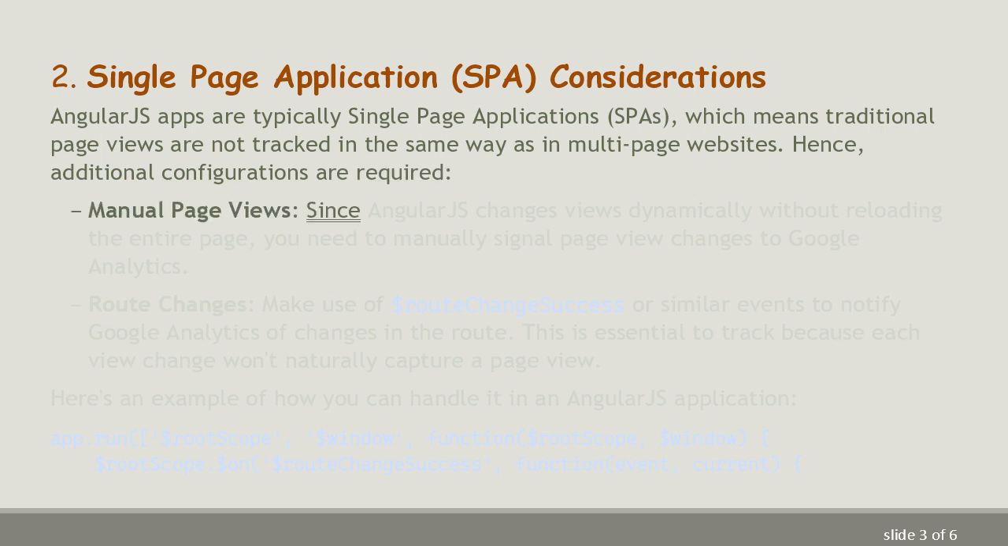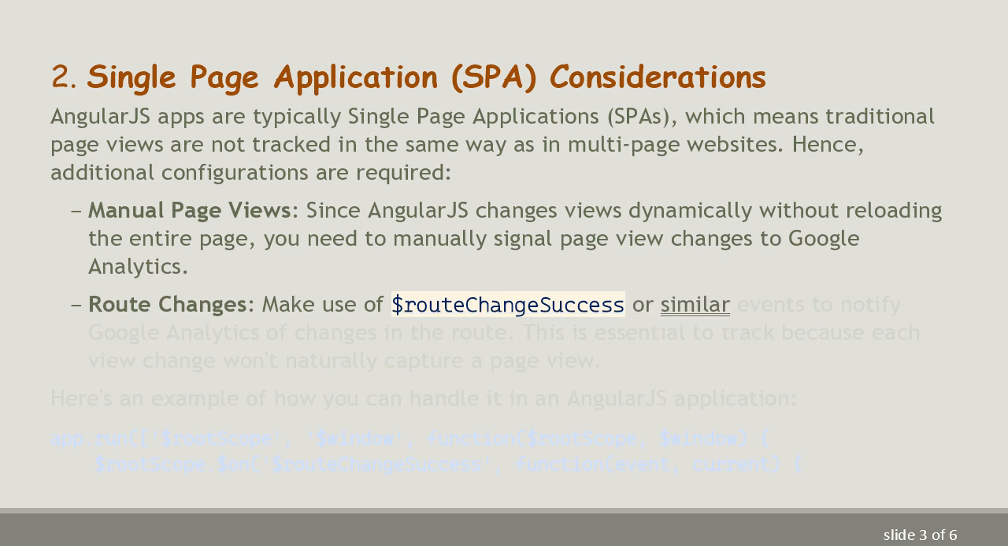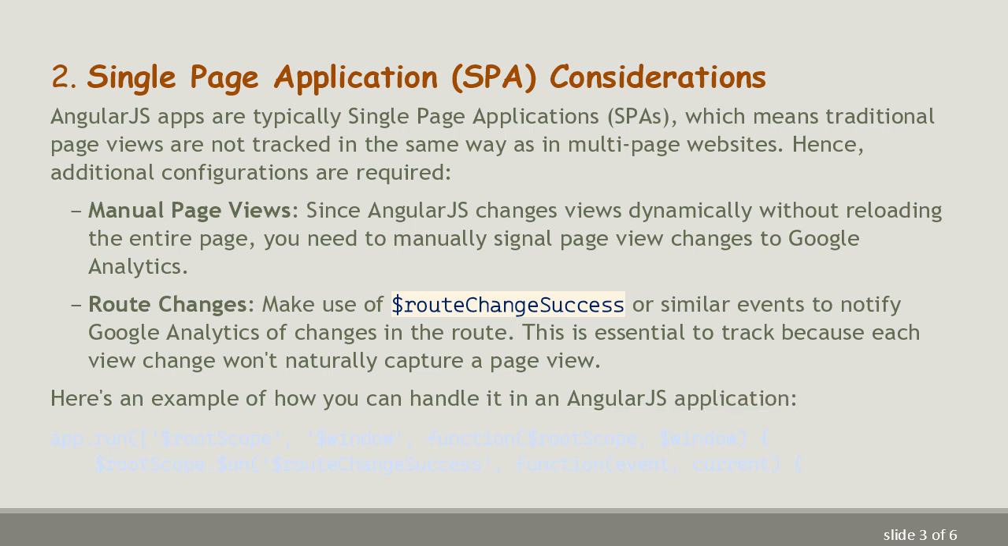Manual page views. Since AngularJS changes views dynamically without reloading the entire page, you need to manually signal page view changes to Google Analytics. Route changes. Make use of $routeChangeSuccess or similar events to notify Google Analytics of changes in the route. This is essential to track because each view change won't naturally capture a page view. Here's an example of how you can handle it in an AngularJS application.